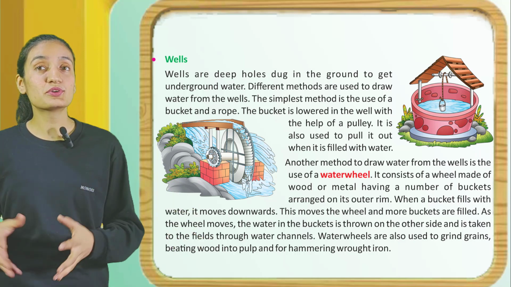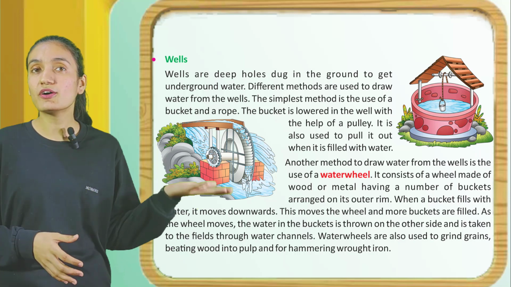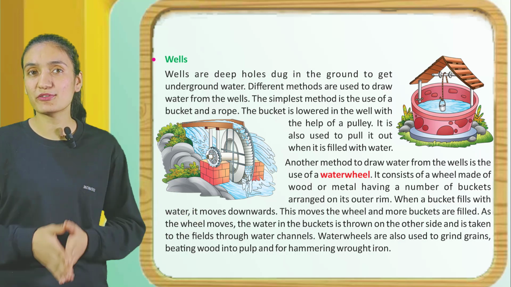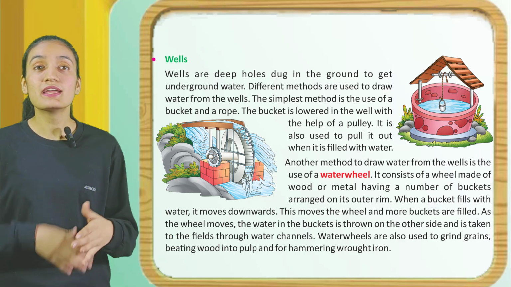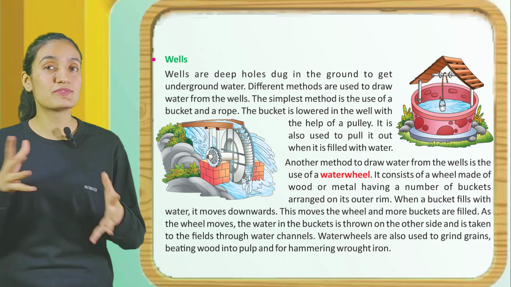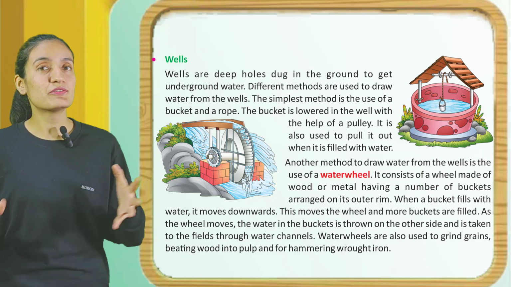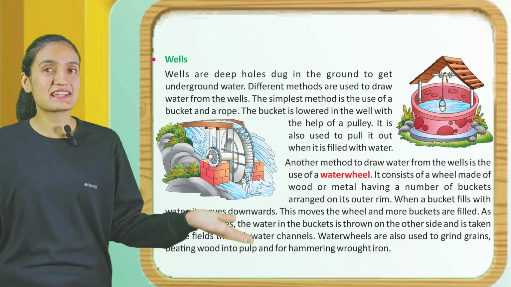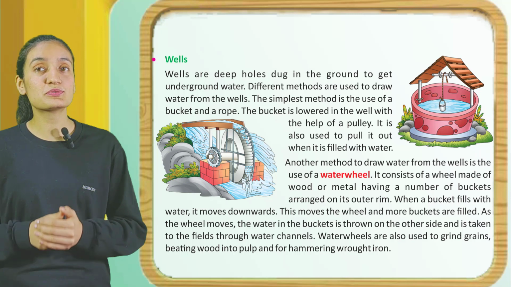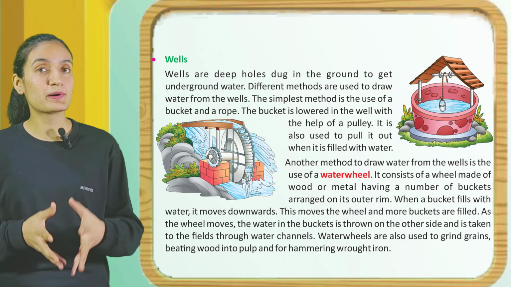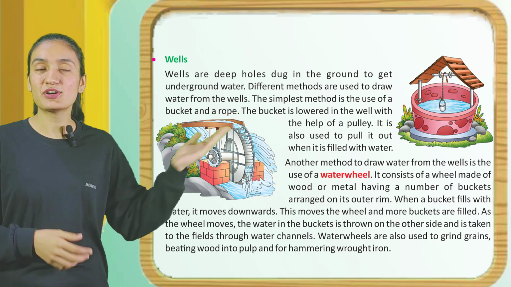Another method to draw water from wells is the use of a water wheel. It consists of a wheel made of wood or metal having a number of buckets arranged on its outer rim. When a bucket fills with water, it moves downwards. This moves the wheel and more buckets are filled. As the wheel moves, the water in the buckets is thrown on the other side and is taken to the fields through water channels. Water wheels are also used to grind grains, beat wood into pulp and for hammering wrought iron. You can see in this picture a well and water wheels.